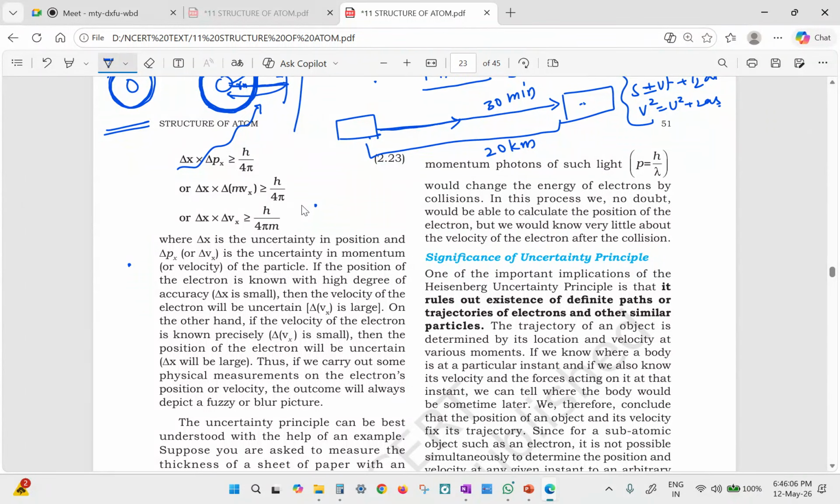The problem is with us. We are unable to locate or predict the motion of the electron. There is too much uncertainty associated with the measurement of electrons' velocity and electrons' position. Did you understand the statement?